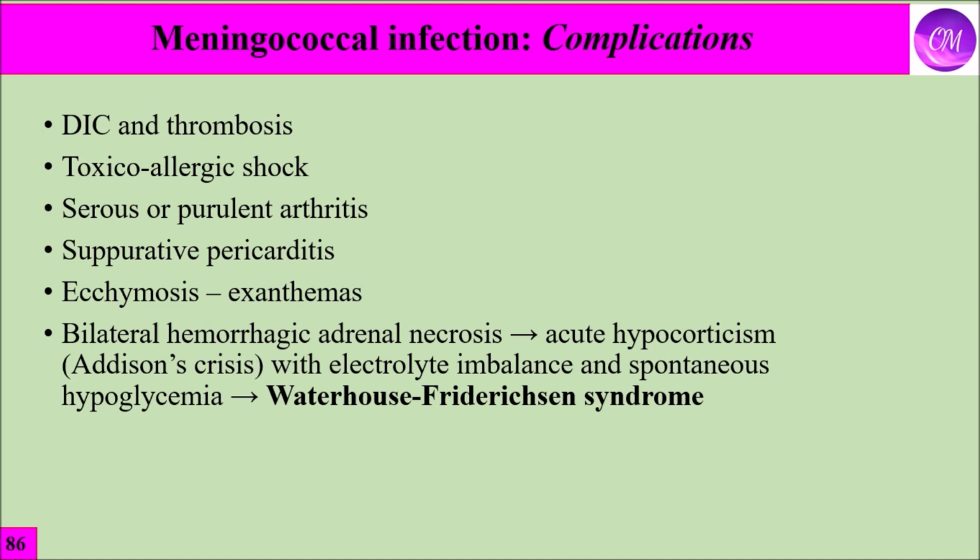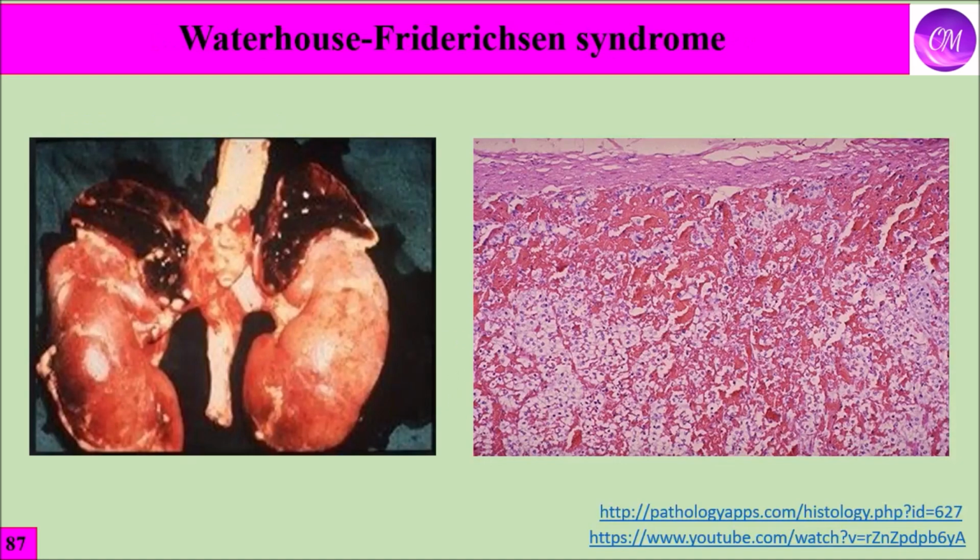They include disseminated intravascular coagulation and thrombosis, toxic allergic shock, cirrhosis or purulent arthritis, suppurative pericarditis, ecchymosis or the exanthemas, and bilateral hemorrhagic adrenal necrosis that results in acute hypocorticism with electrolyte imbalance and spontaneous hypoglycemia, which we call the Waterhouse-Friderichsen syndrome. Here you see the gross pathology of the Waterhouse-Friderichsen syndrome and the histopathology.